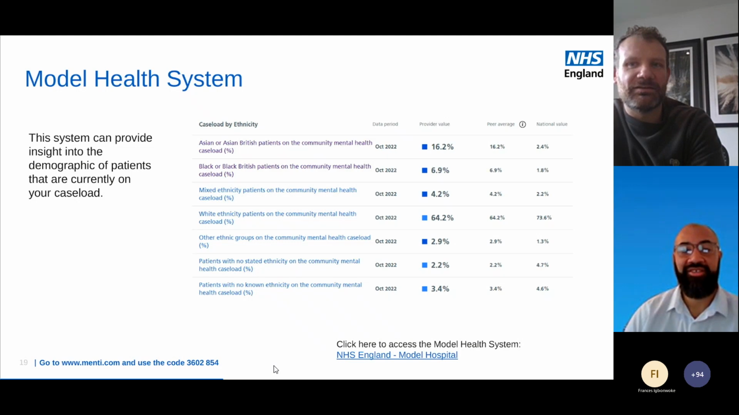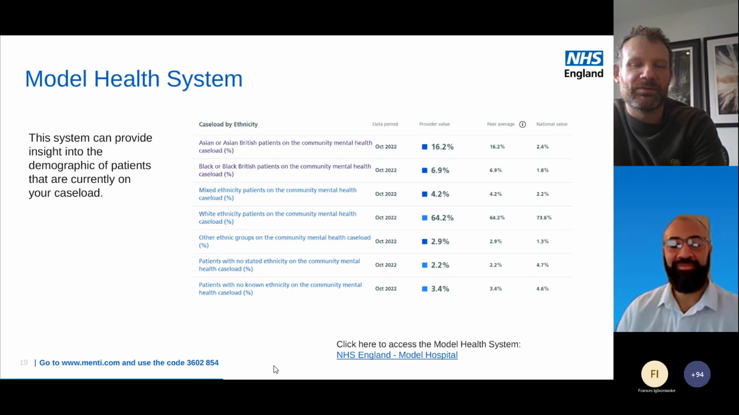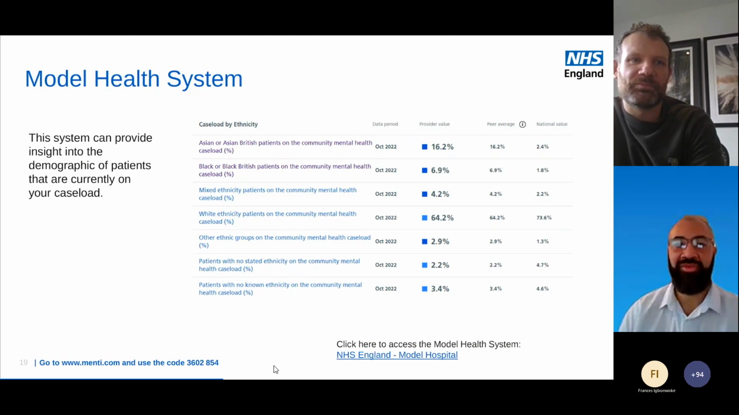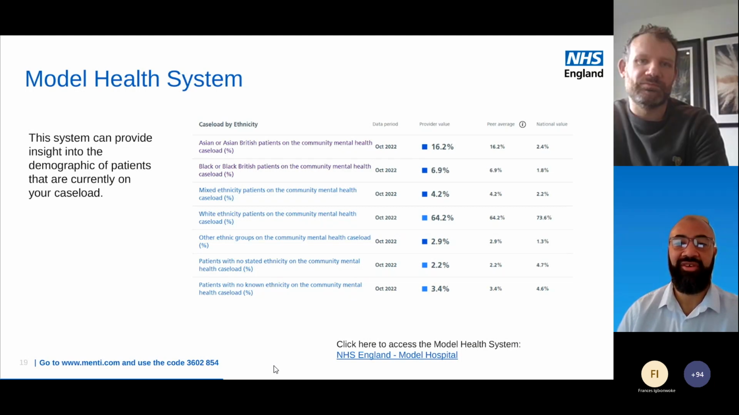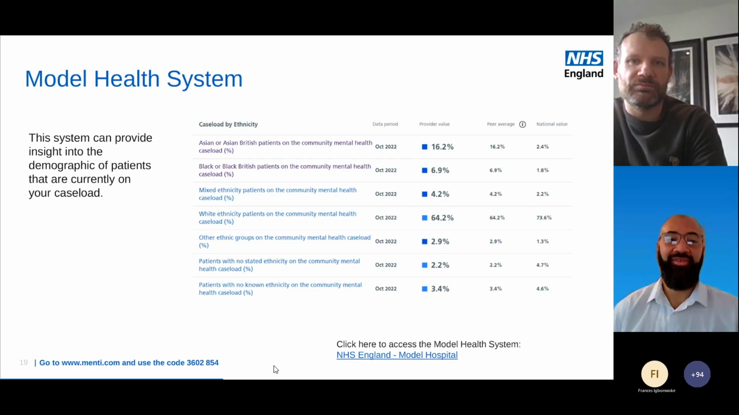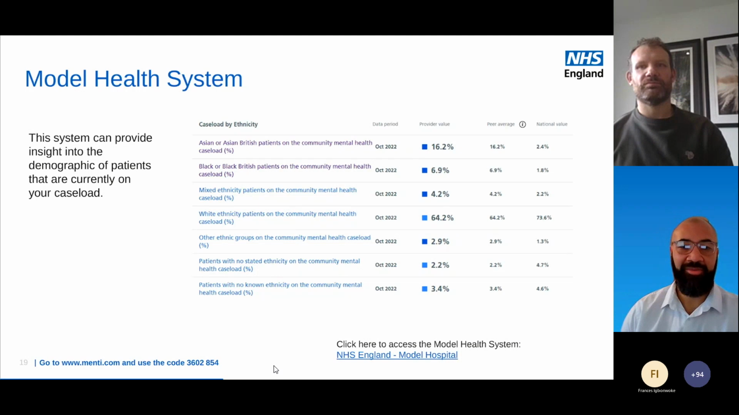The next slide we're going to talk about is the first source, the Model Health System. For all the sources we're going to talk about, there'll be a link at the bottom of the slide. So if you catch up with the slides later and get them off our Futures platform, you'll be able to access the sources.